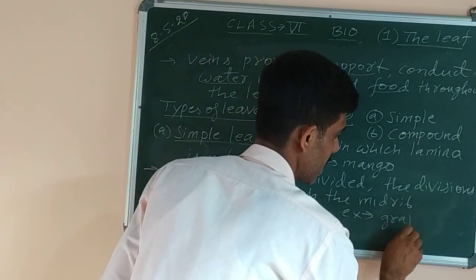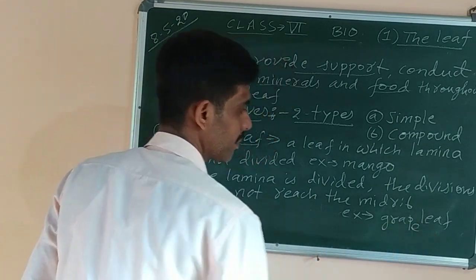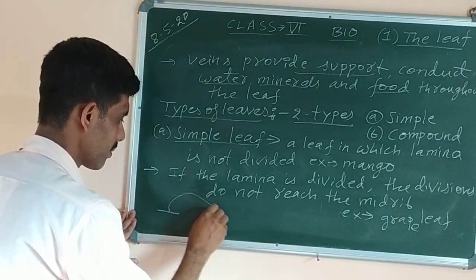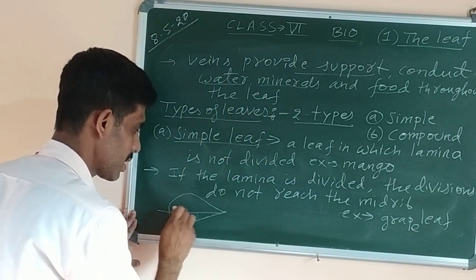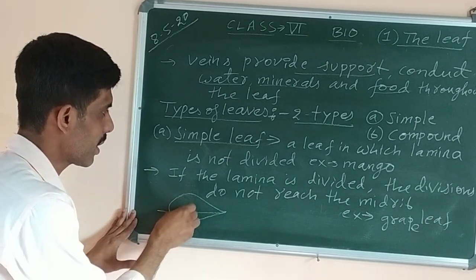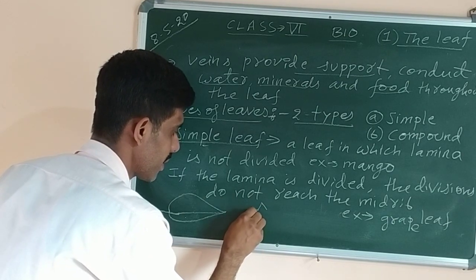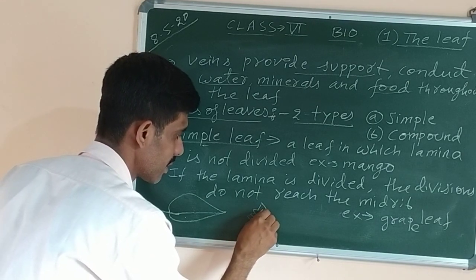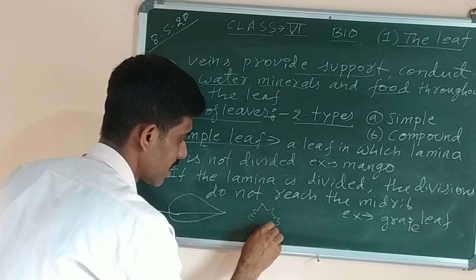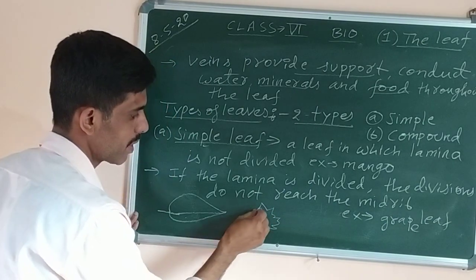It is also a simple leaf only. I will show the diagram also. Like this is the mango leaf. See, there is one leaf. There is no cutting in this lamina. This is an example of a simple leaf only. Now the second one I will show. Suppose this is the grape leaf. See, the lamina is cut.